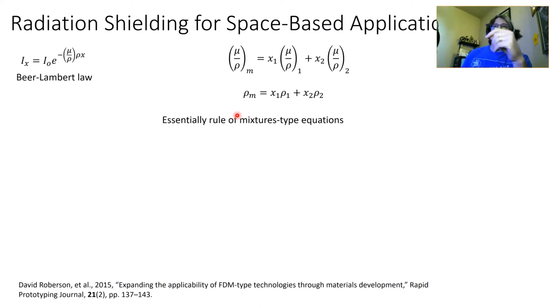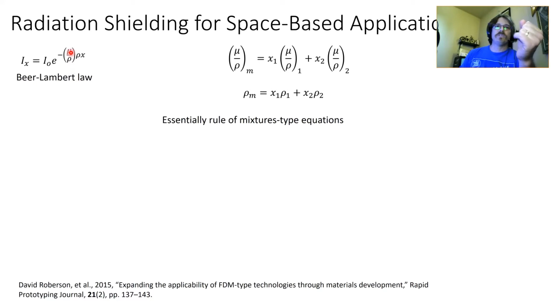It's not just space-based applications, it's radiation shielding for any application, but we had put out a paper that talked about this, and it's directly pertinent to the subject matter here for X-ray diffraction. And so we have the Beer-Lambert law. The Beer-Lambert law tells us that the intensity of your X-ray after it has passed through a material, in this case a shield, is going to be equal to the initial intensity times the exponent of mu over rho times rho x.